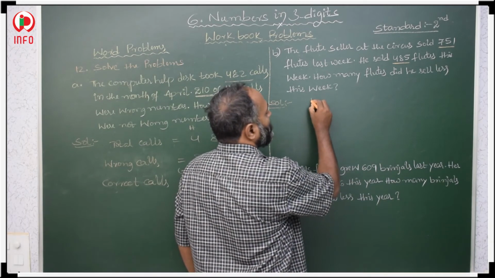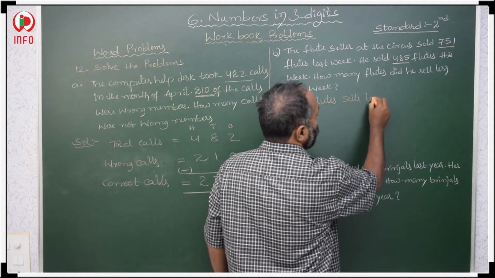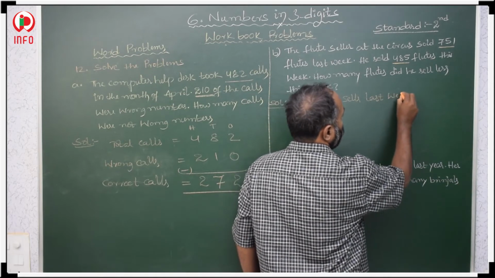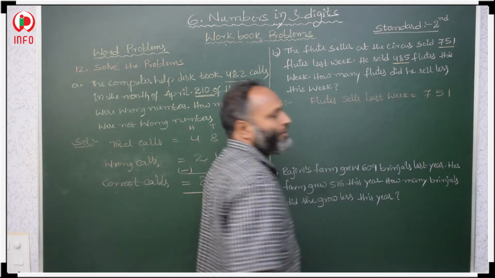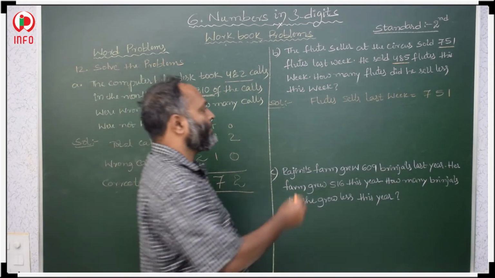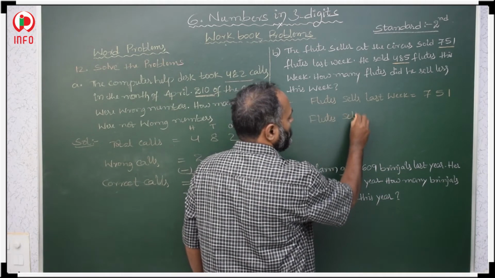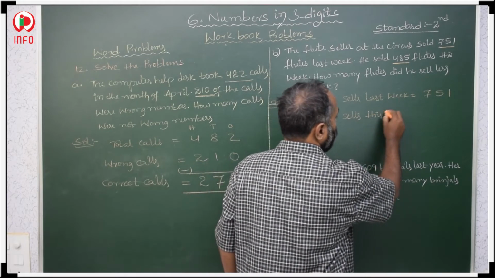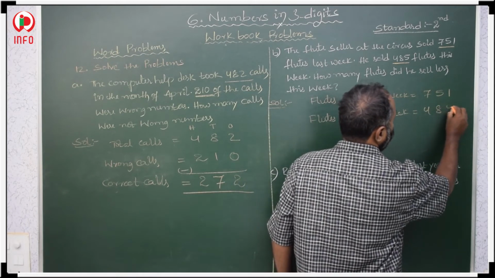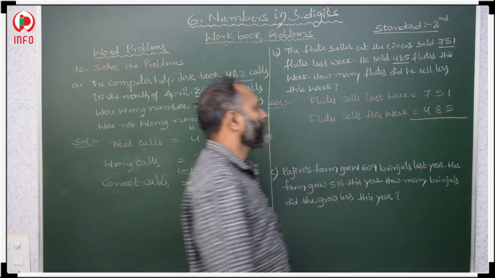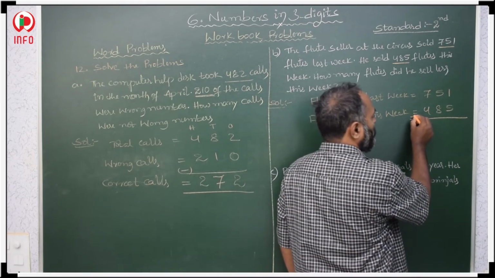First, number of flutes sold last week: how many flutes did he sell last week? 751. This many flutes he sold last week. Flute sales this week: how many? 485. Then how many flutes did he sell less? Means minus, we have to make minus.